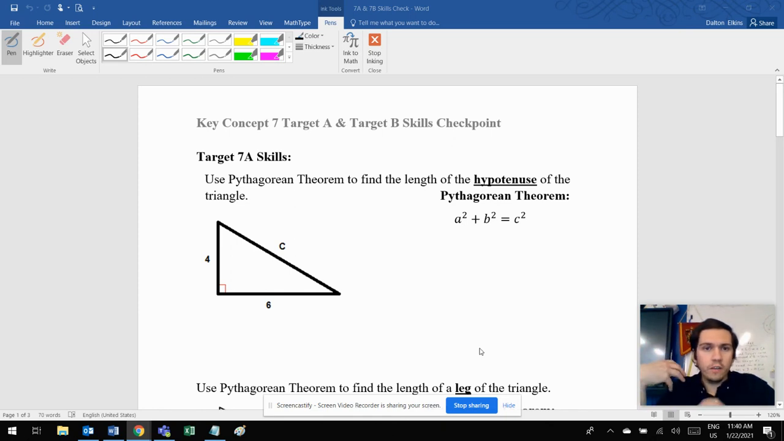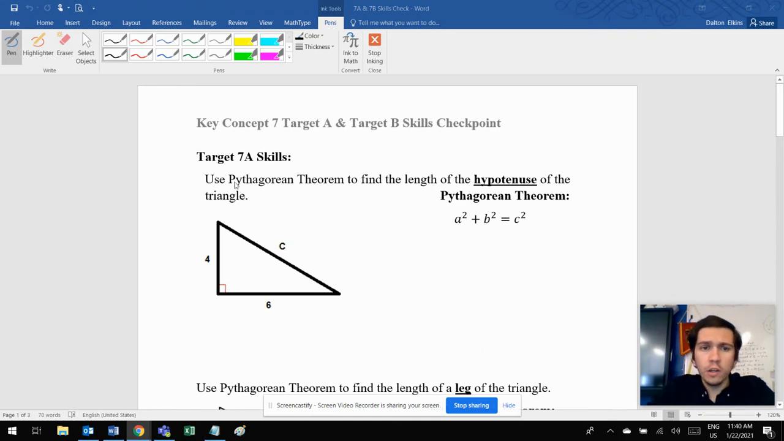I'm going to do a quick skills checkpoint of 7A, 7B, what we've learned so far this semester, and just kind of take the time to pause and reflect on what you should have in your tool belt. You know, what have I taught you and how can you apply it?